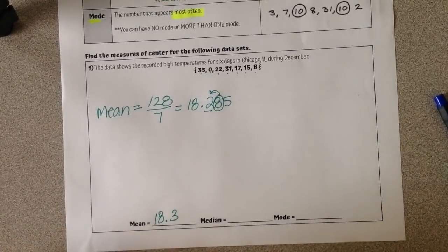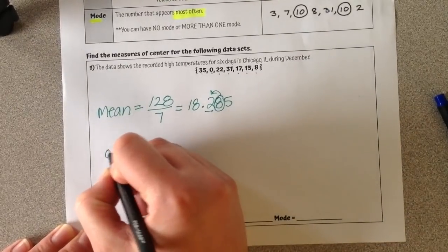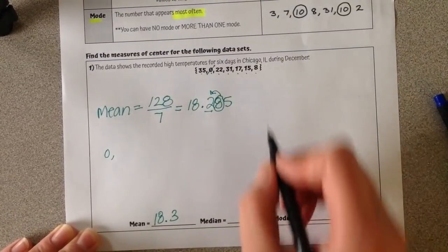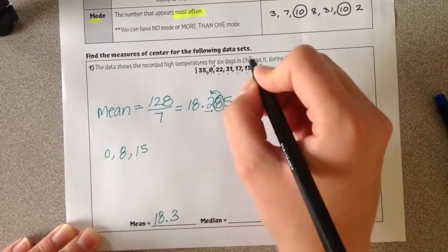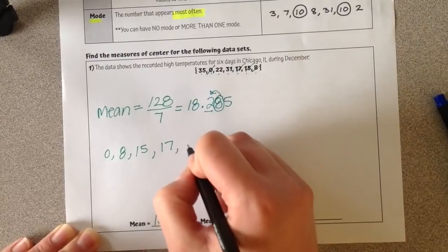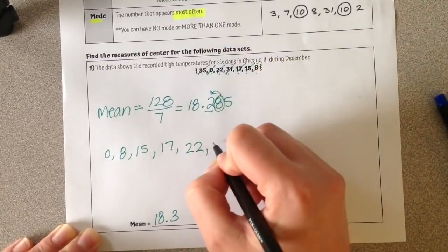For the median, remember, I need to put these numbers in order from lowest to highest. So I have 0. And I'm going to cross them out as I go to make sure I get all of them. 0, 8, 15, 17, 22, 31, and then 35.